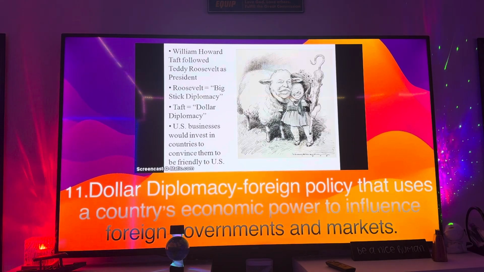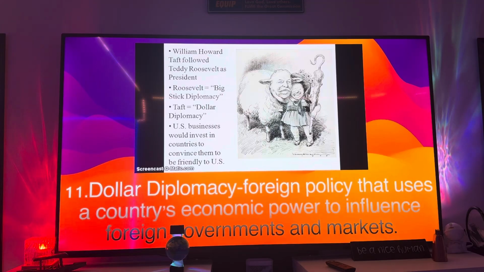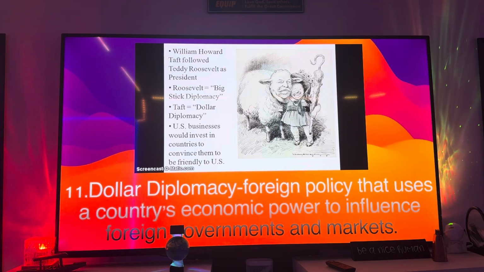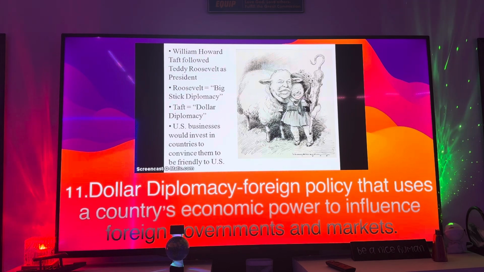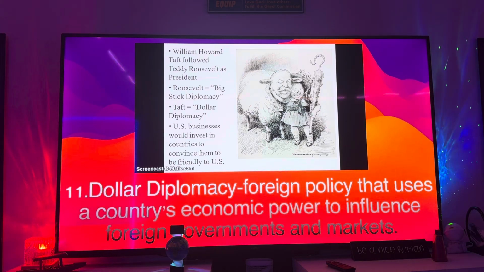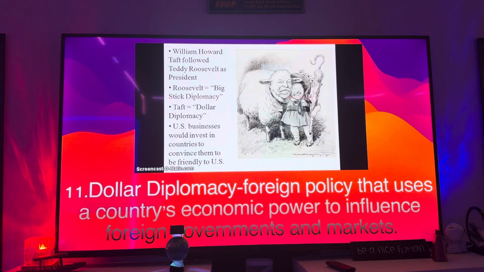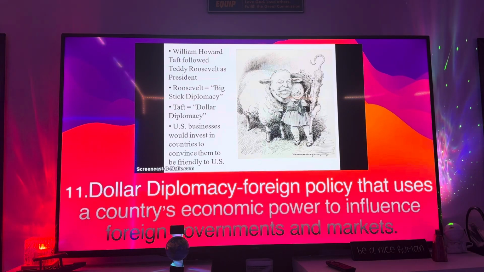Dollar diplomacy is where you use economic power to influence governments and markets. Someone would say, Dowdy, can we have a day off? And I say no, and then they ask again, and they pull out, as you all say, fat stacks or bands or whatever you would call it. So that was the example there. You can go ahead and pause.